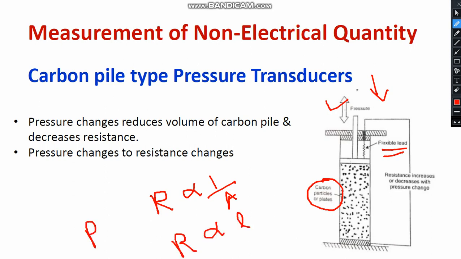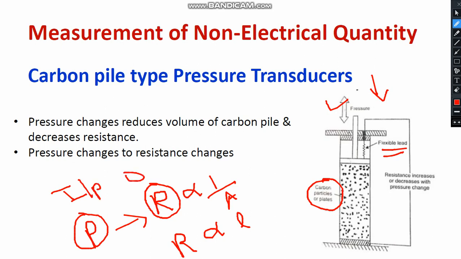So with respect to the application of pressure, what is going to happen? The length and area will be getting changed. Because of that, the resistance will be varied. So the input is the pressure, and the output is the resistance. This is how the carbon pile type pressure transducer operates.